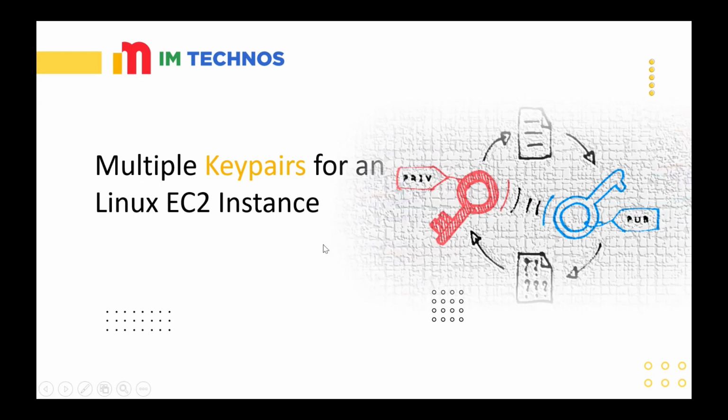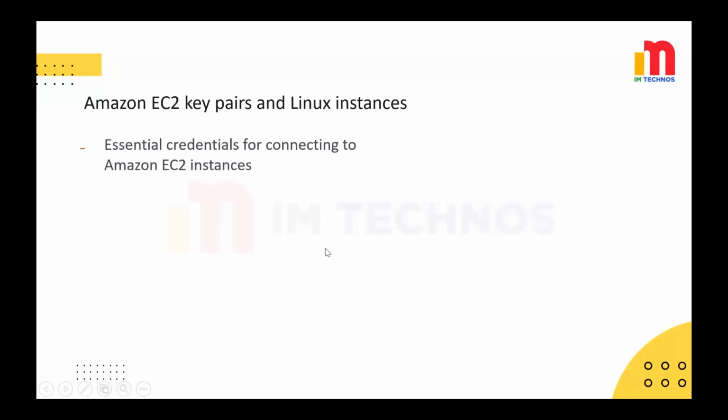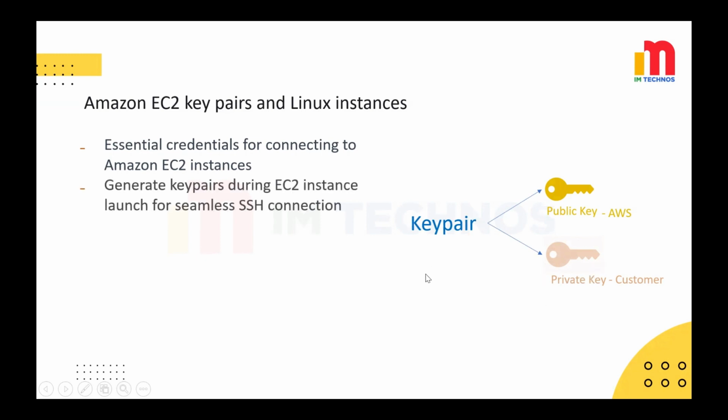In today's session, we will explore the process of generating multiple key pairs for a Linux EC2 instance. A key pair is a set of security credentials that you use to prove your identity when connecting to an Amazon EC2 instance. A key pair is a combination of a public key and a private key. The public key remains with AWS while the private key is retained by the customer. AWS encrypts the password using the public key, and as a customer, you decrypt it with the private key to establish a connection to an EC2 instance through the SSH protocol.